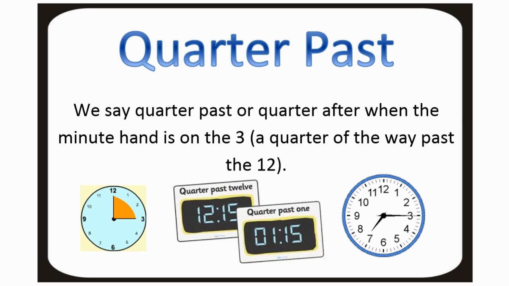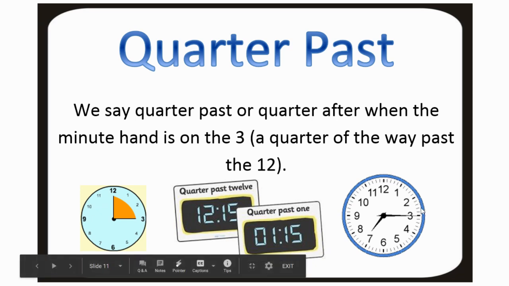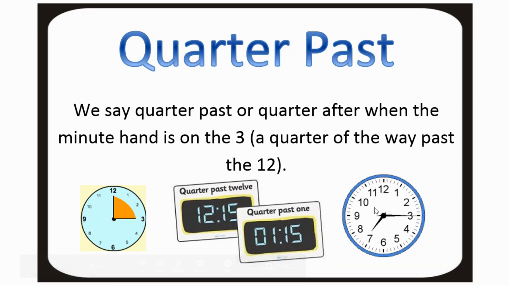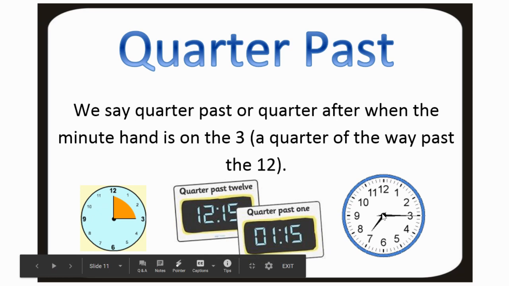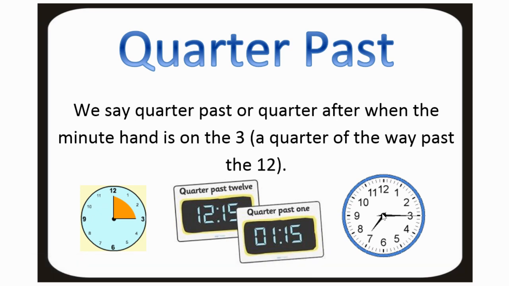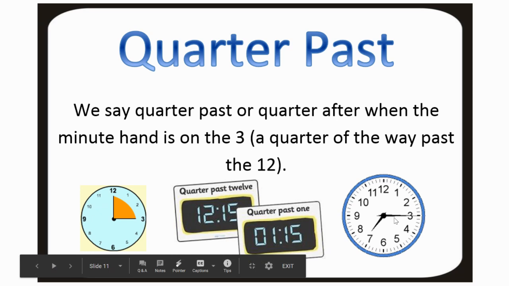Quarter past is just like saying 15 minutes past. Remember when I said a quarter of the clock goes to 15? Okay, we can say quarter past or quarter after when the minute hand is on the 3, because a quarter is the way past the 12. So from the 12 to the 3, that's 15 minutes, and that is quarter past. And so here we would say it is quarter past 7 o'clock because the hour hand just passed the 7.